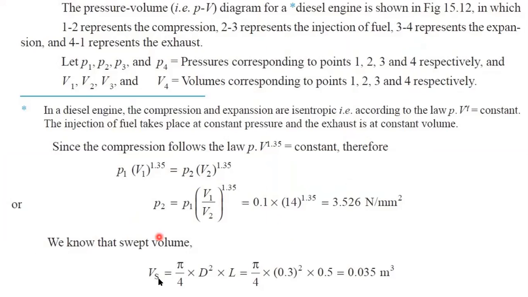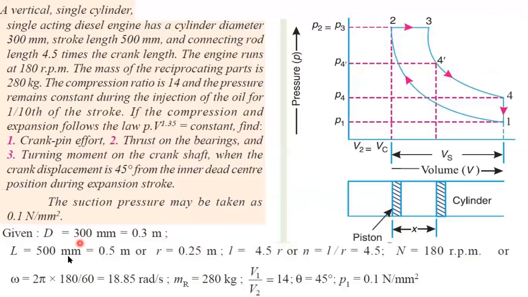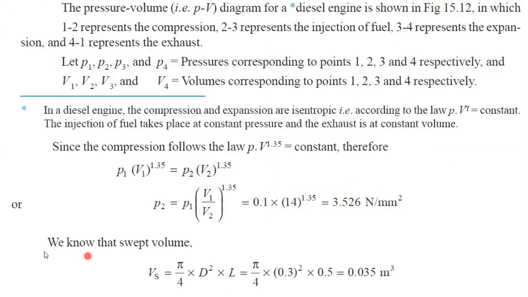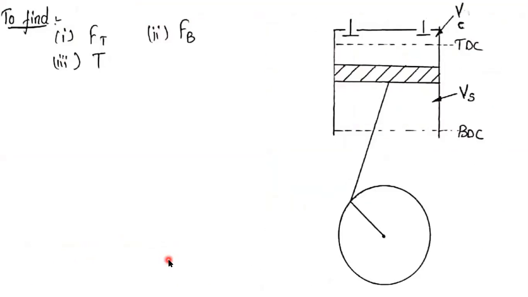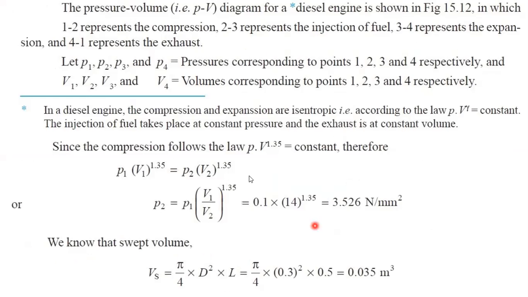Swept volume, the formula is Vs is equal to pi by 4 d square into L. So diameter you know, stroke length you know. Here stroke length they have given, right. So radius is nothing but half of the stroke length. Whatever stroke length we are having, radius is nothing but half of the stroke length. So substitute the values and you will be getting this swept volume as 0.035 meter cube.